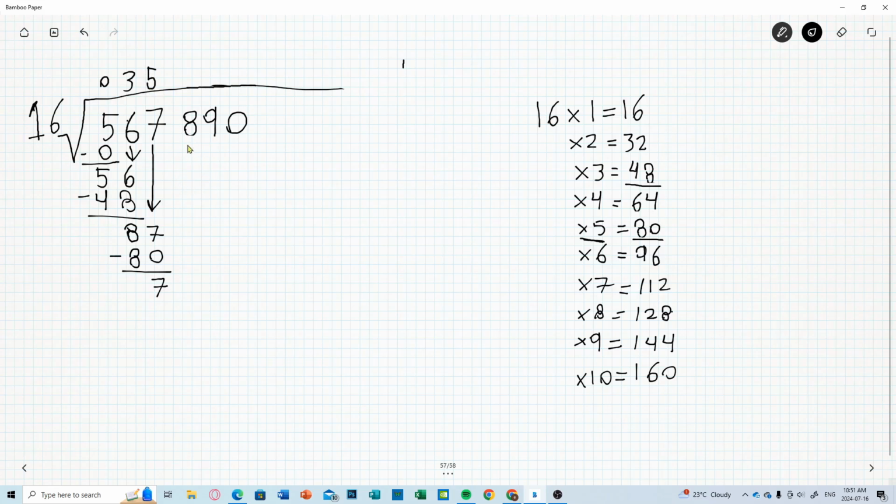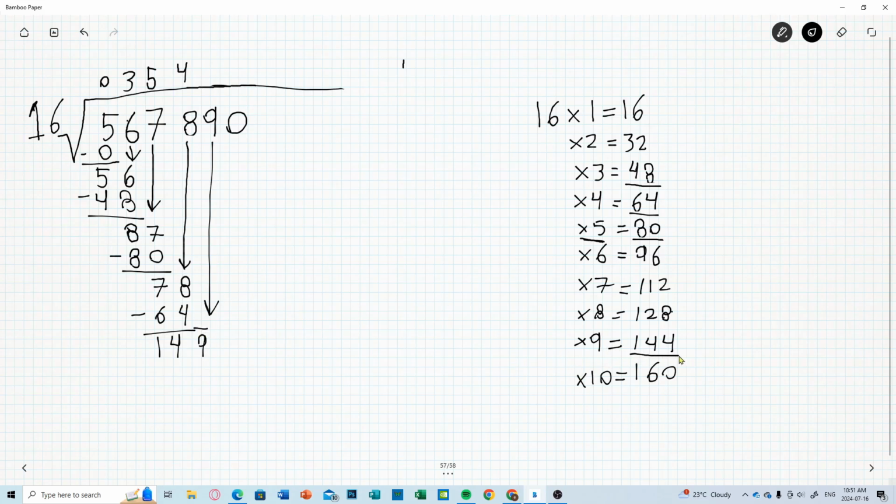And just rinse and repeat the same steps. Bring down the 8, and we'll look for the number closest while being less than 78, which for us will be 64, which is 16 multiplied by 4. So we'll put the 4 up top, and we'll subtract 64, giving us 14. Now bring down the 9, and we're going to do the same steps, just a little bit longer.